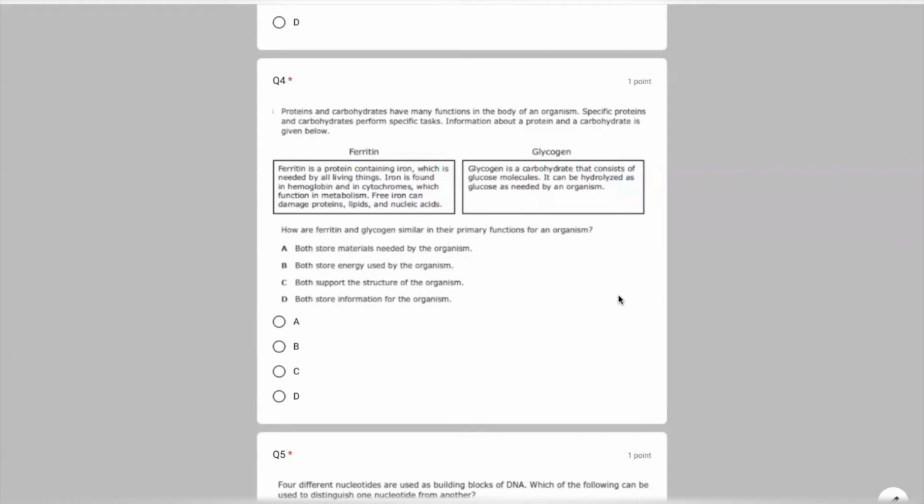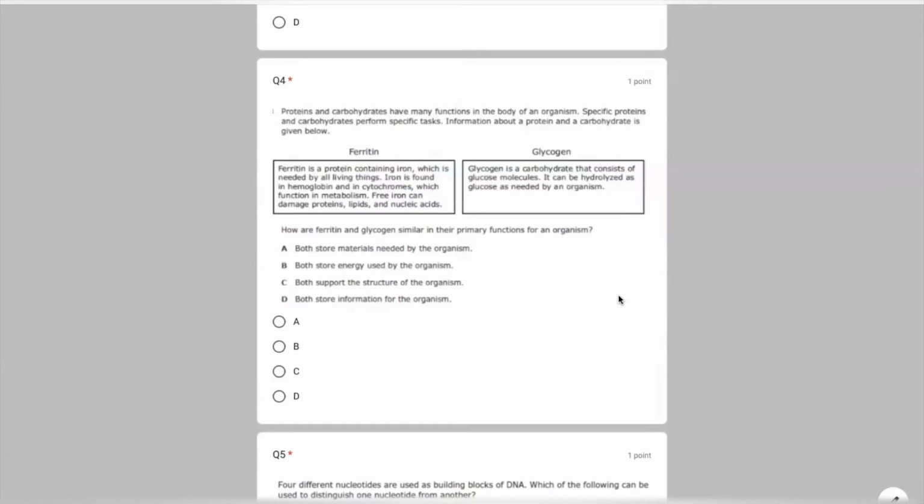C, both support the structure of the organism. I mean, maybe protein, like structure, maybe, but for carbs, it's not really. You have to think about it with these types of questions from exams like the state exams, they want you to think of it as a general term. Like we didn't really learn that carbs help with structure. So B and C are out.